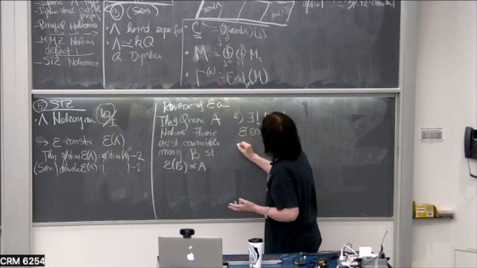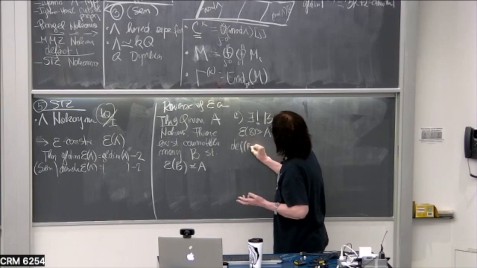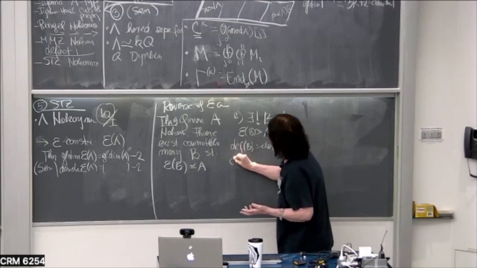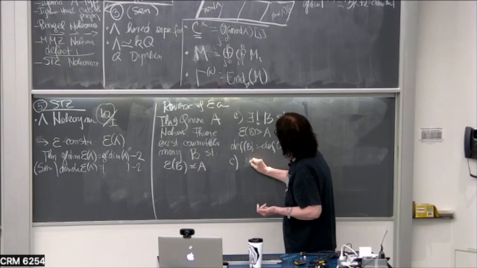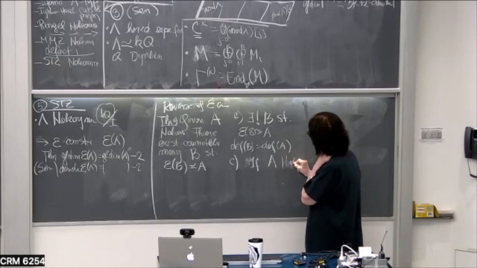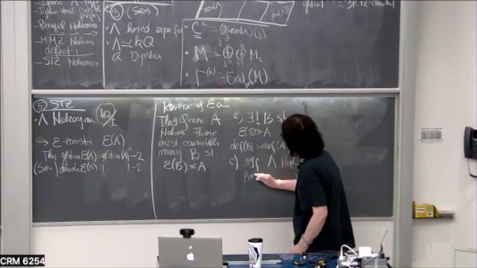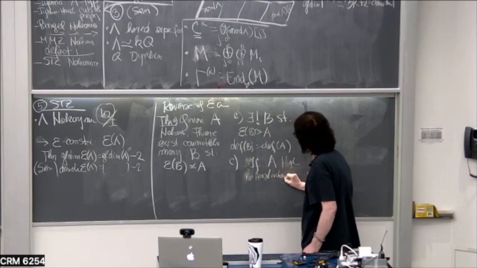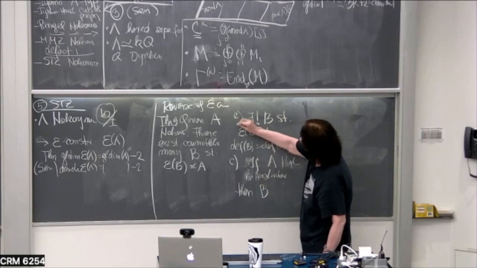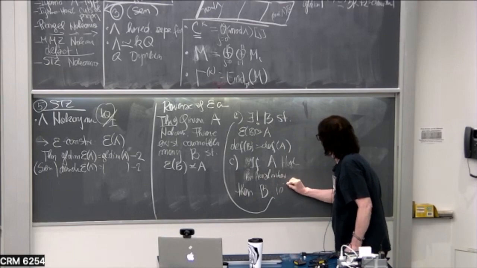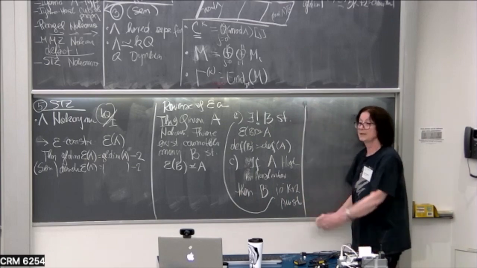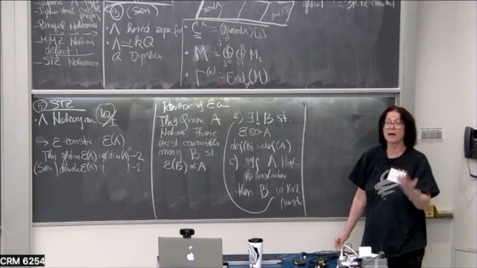and the defect of B is equal to the defect of A. And part C is that if A is higher Auslander, higher k-Auslander, then B is k plus 2 Auslander. So this constructs higher and higher Auslander algebras.